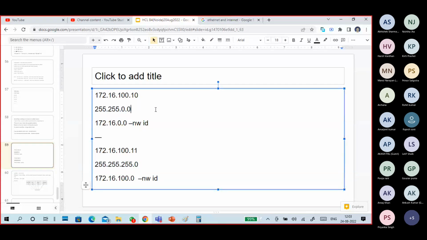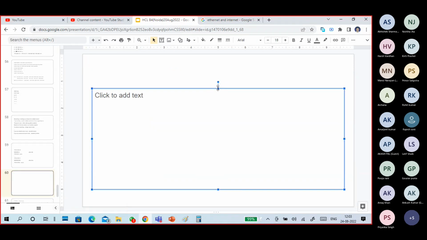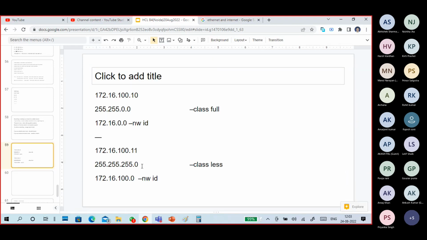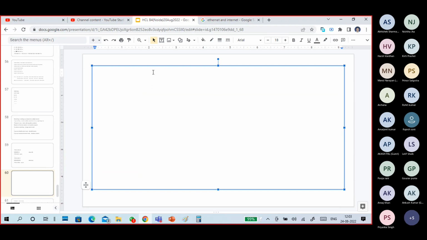Here it is classful. Here it is classless. Why classless? Because I use a different subnet mask. Here I use the default subnet mask, and here I use a different subnet mask, so it is classless. Let's understand classful and classless. If you change the subnet mask, the network ID changes. This is how subnetting will work. Can you repeat classless and classful? Okay, good.